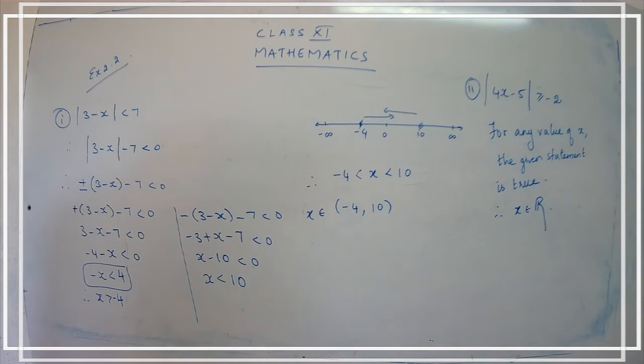Take down the second subpart, children. The second sum is an easy sum. Just think of the condition. When you have a modulus sign and it is greater than or equal to a negative value, you have to say that it will belong to R. Now let's go for the third subpart.